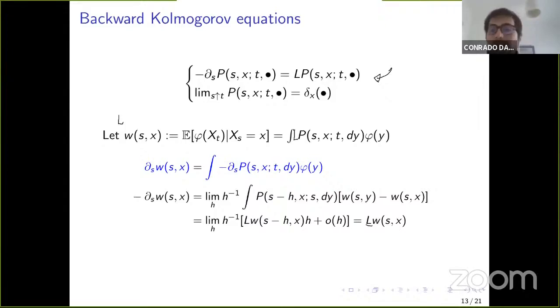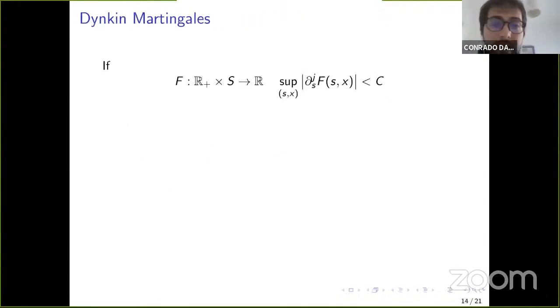So if we can say what's happening with these measures at all times, we have in principle answered all the questions we could possibly ask. But this can become very difficult. So it's good to have other tools. And I'm going to move now to martingales.